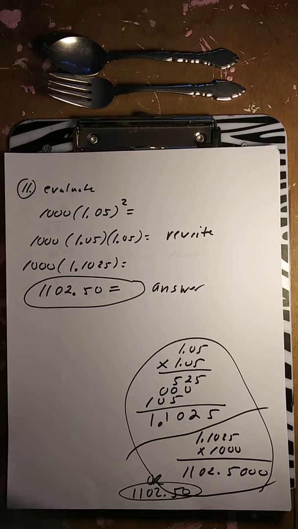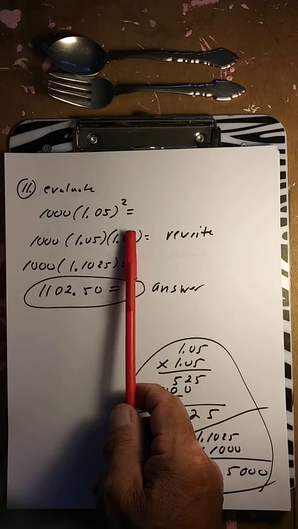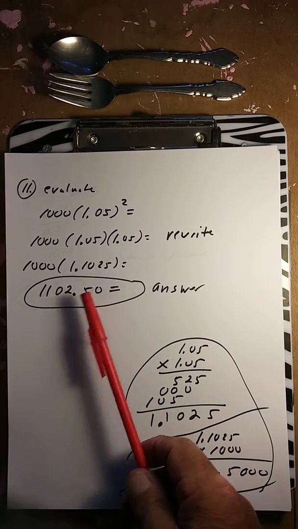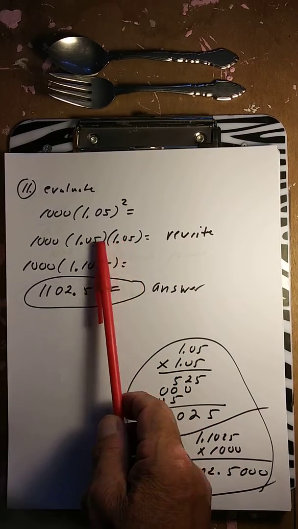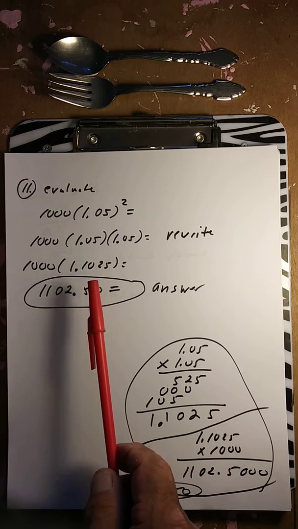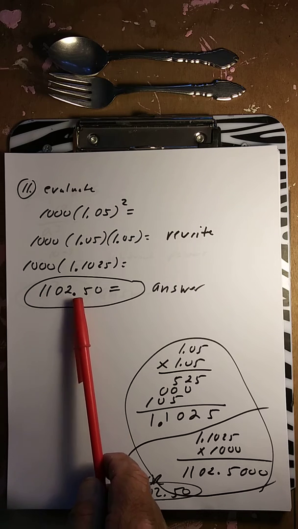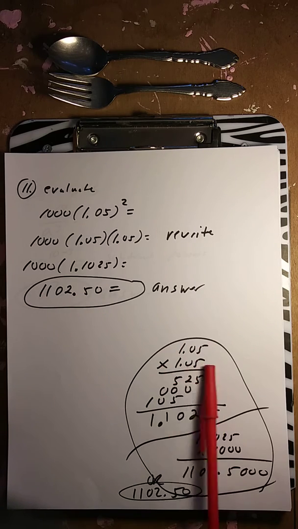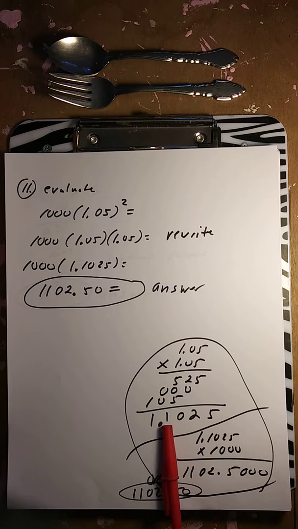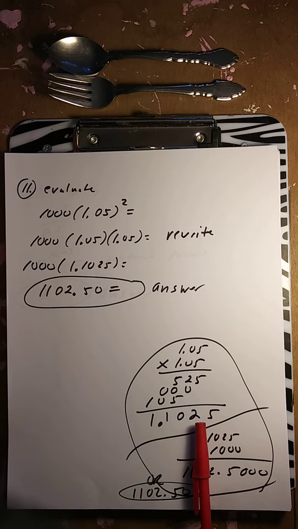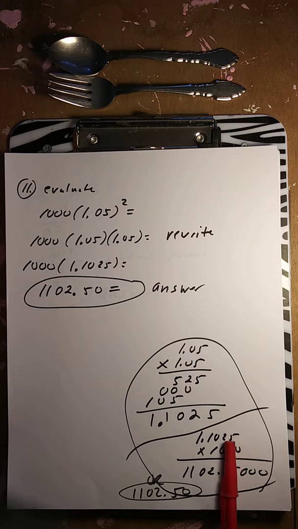Evaluate 1,000 times 1.05 to the power of 2. First thing we need to do is rewrite this. 1.05, 1.05, to multiply these together is going to be 1.1025. And that times that, move the decimal over. So you get 1102.50. Or multiply it out the long way. You're going to get 1.1025. And then you multiply this times 1,000. Put the zeros over here. So it's going to be 11025000 or 1102 point that number, or 1102.50.